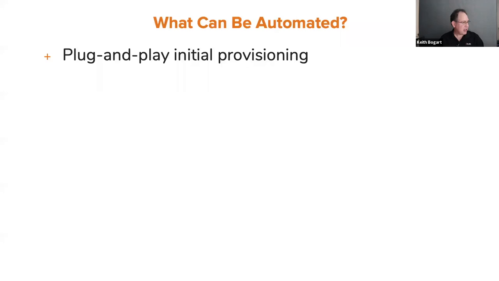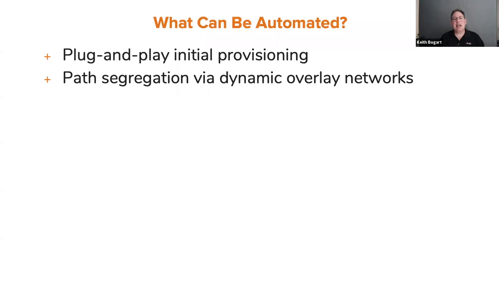It's just going crazy. Path segregation via dynamic overlay networks. What the heck is that? So an overlay network, okay. Just as a review, an overlay network basically means I have an underlay network. An underlay network is just a regular old network that you and I know. It's already configured. It's already got routing. You can already get from point A to point B. That is our underlay network, right?